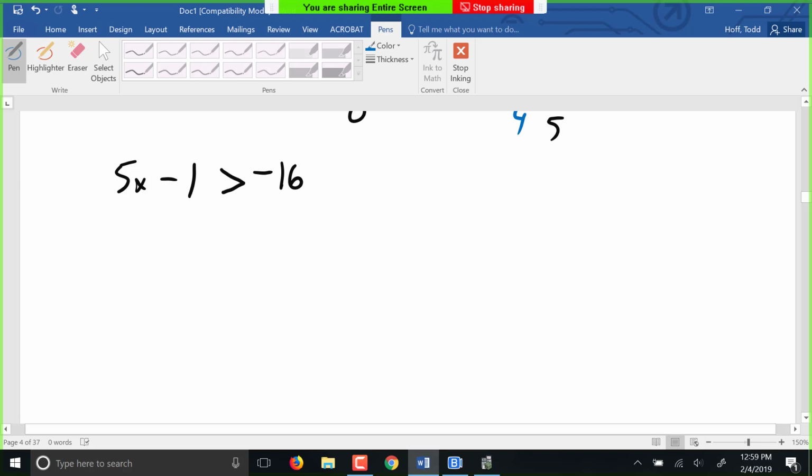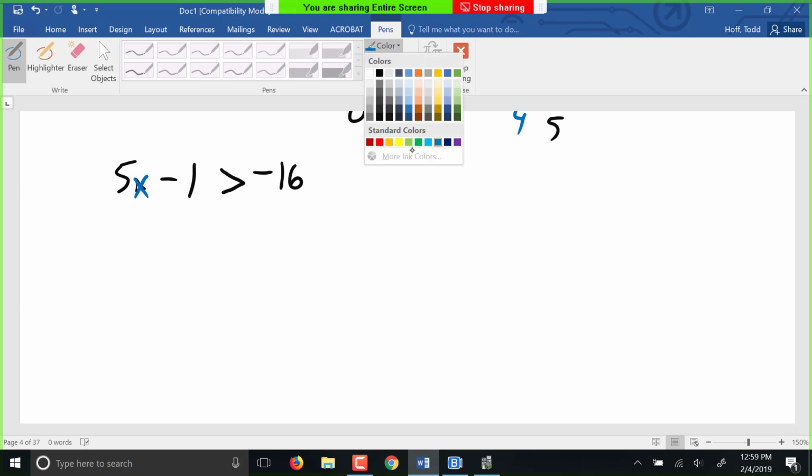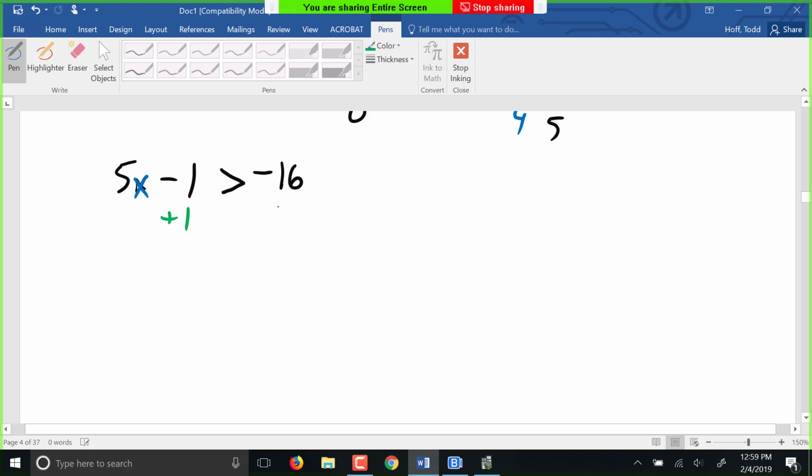Add 1. We're going to try to get that variable, in this case x, by itself again. So we're going to add 1. So that 5x is greater than negative 15. What would be next? Divide by 5. Perfect. So we have x is greater than negative 3.